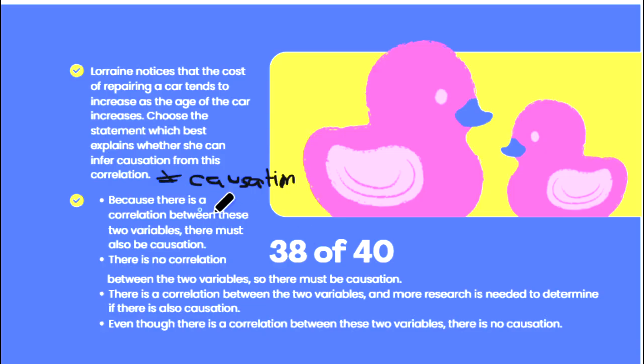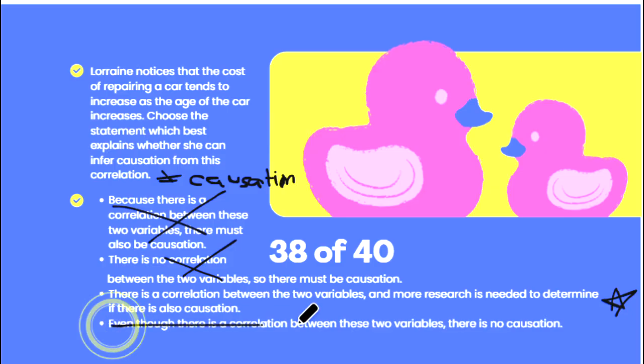Because there is a correlation between these two variables, there must also be a causation. No. There is no correlation between the two variables, so there must be a causation. No. There is a correlation between the two variables, and more research is needed to determine if there is also a causation. This is going to be your answer, because it's logical that older vehicles are worth less, but you need to prove it scientifically. Even though there is a correlation between these two variables, there is no causation. No, they probably really are linked, but you haven't proved it.